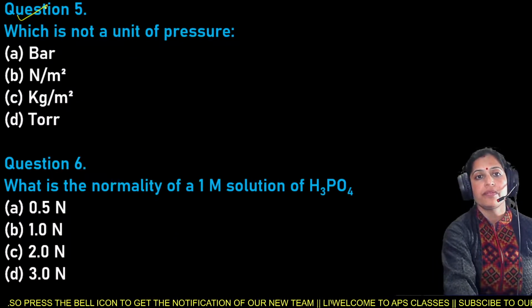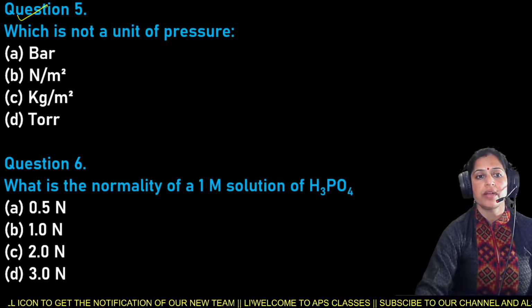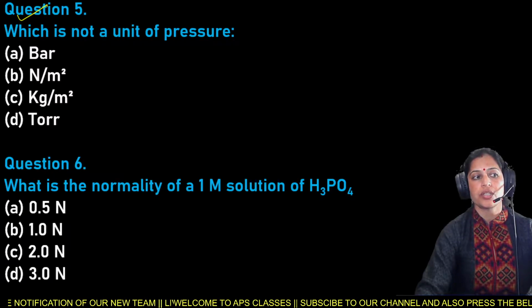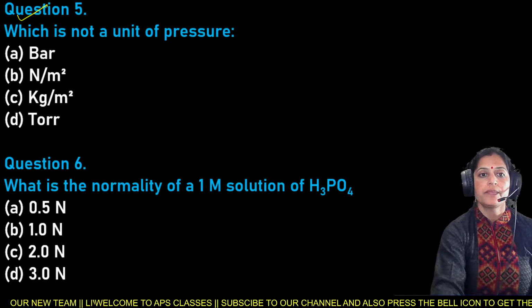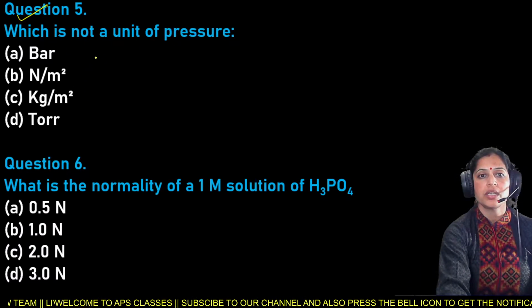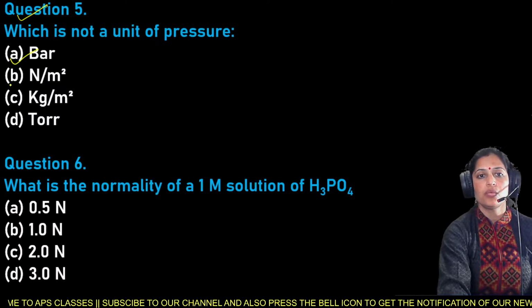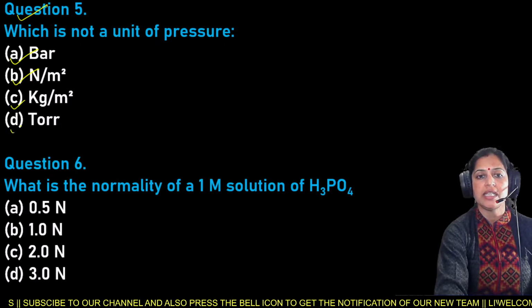Next is your question number 5, and your question number 5 is, which is not a unit of pressure? Options are: number 1 is bar, second one is Newton per meter square, C is kg per meter square, and D is torr.